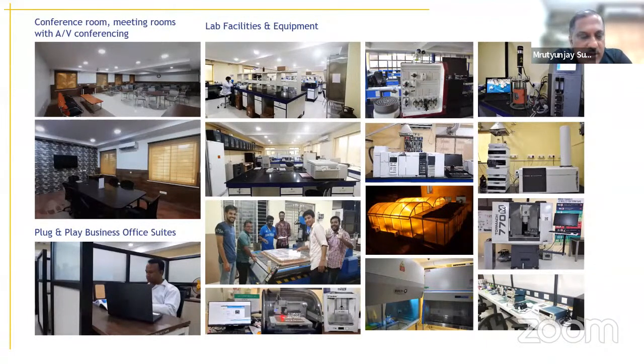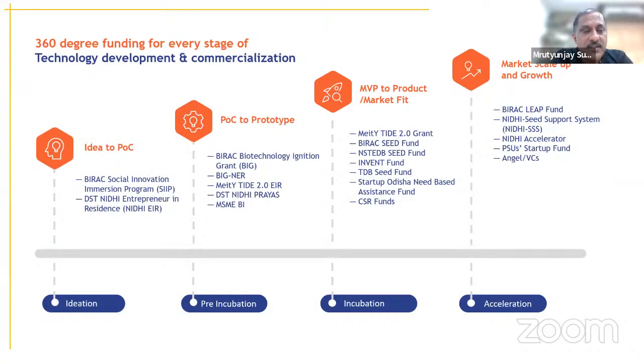So these instruments are very expensive, which you cannot buy. The incubation center provides them to you. Our job here is to bring a 360-degree approach to your development, from the ideation stage to the acceleration stage to the growth stage. You look at here, idea to POC, there's an ideation phase. Then you go from POC to prototype, a pre-incubation phase. Then you build your MVP product, which is the incubation phase, and then you go to the acceleration phase. All these platforms are supported by various funding agencies.